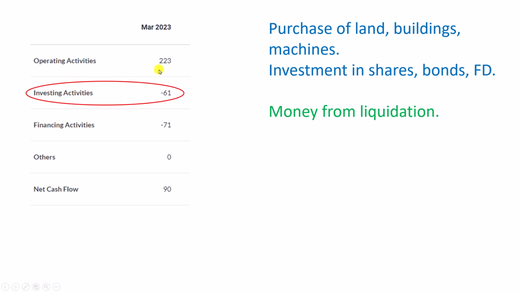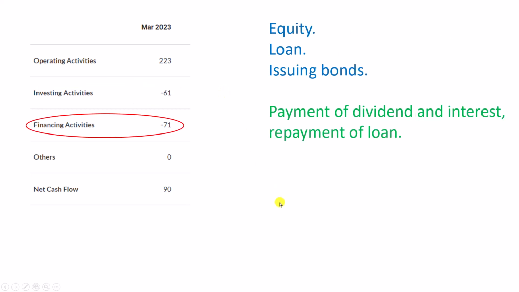Okay. So in the previous financial year, this was the amount generated from the core business, and this is the money that went towards investing. Okay. Next is financing activities.